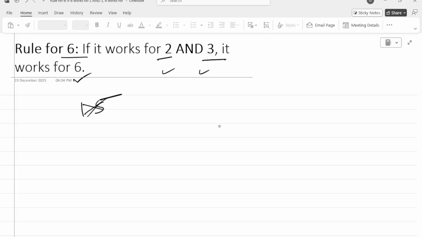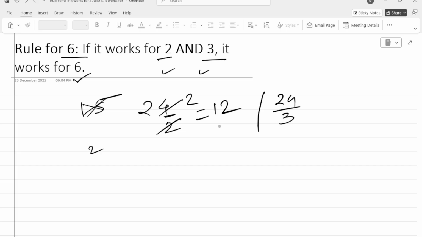For example, 24. What's the divisibility rule for 2? If the last digit is divisible by 2, then the whole number is completely divisible by 2. Yes, 24 is completely divisible by 2. Now let's move on to check for 3.